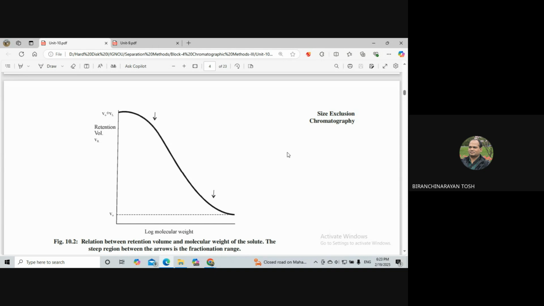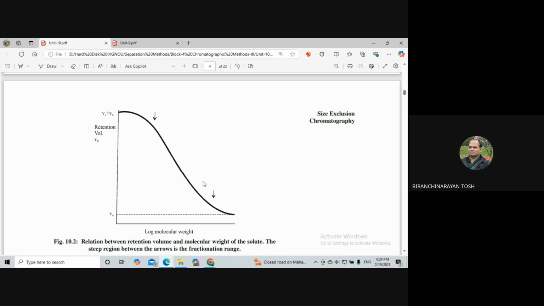So this figure is a typical behavior of variation of the retention volume and the molecular weight of the solute. It is clear that molecules differing in size can be separated chromatographically in the sloping region of the curve from here to here. By varying the degree of cross-linking of the polymer, the curve shifts horizontally in this direction or this direction.